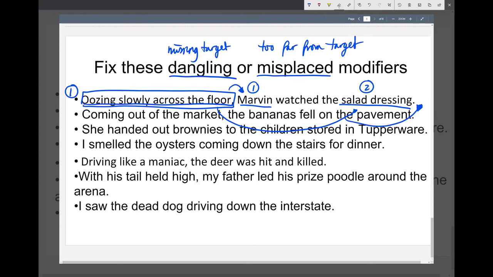Okay, sounds good. Well, let's try sentence 2. I just have Friday in Alberta, so I just wanted to make sure. Coming out of the market, the bananas fell onto the pavement.